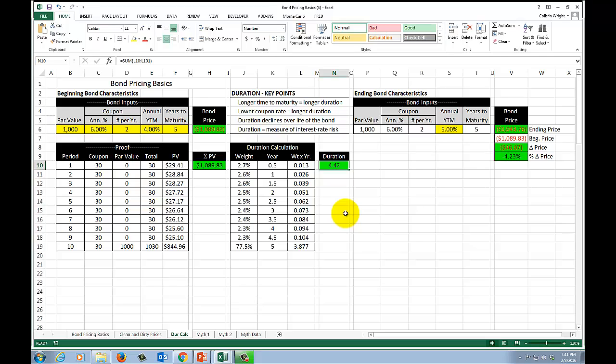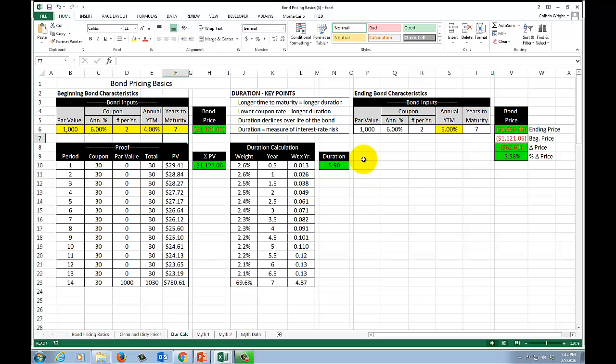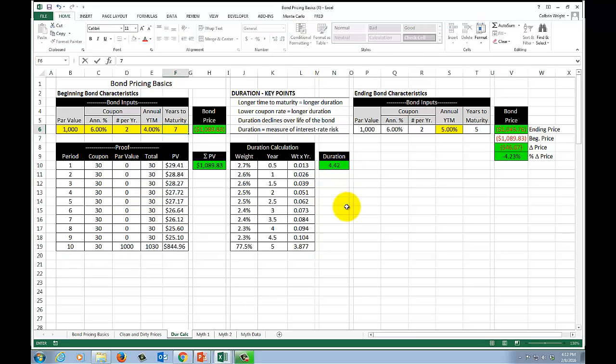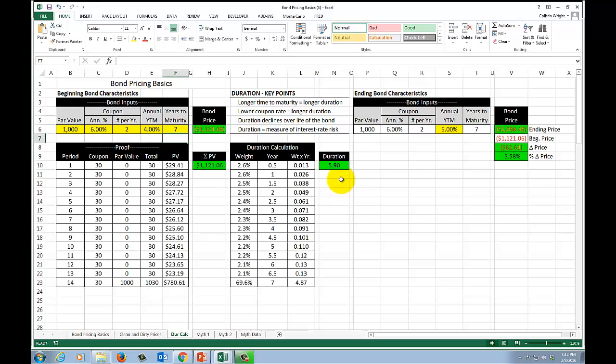Key points about duration. So first off, duration is a measure of the interest rate risk of a bond. But we need to understand what drives duration. I hope it's obvious that the first biggest driver of duration is simply time to maturity. If I make this a 7-year bond instead of a 5-year bond, you can see that duration increased to 5.9. So again, it goes from 4.42 to 5.9. So one of the biggest drivers of duration is time to maturity.